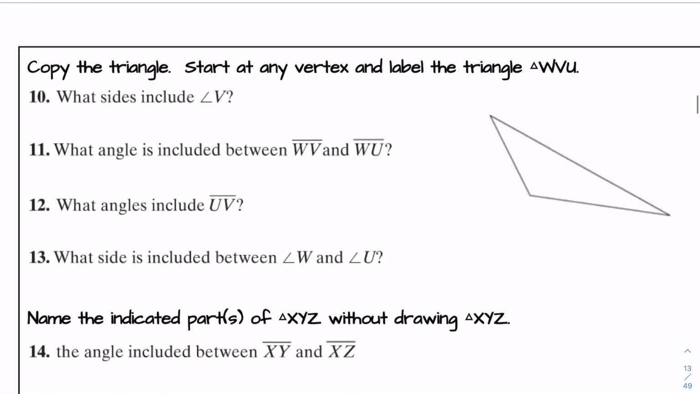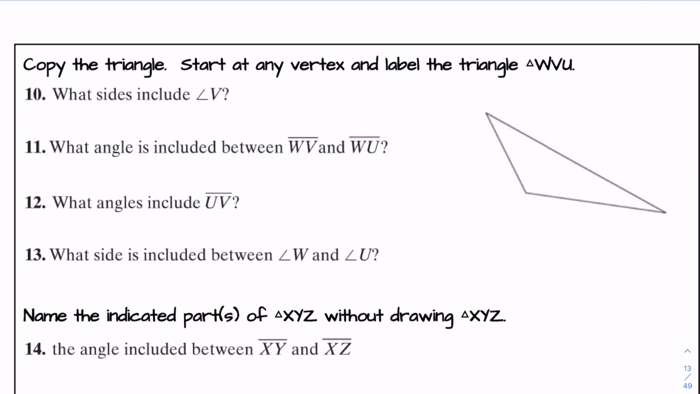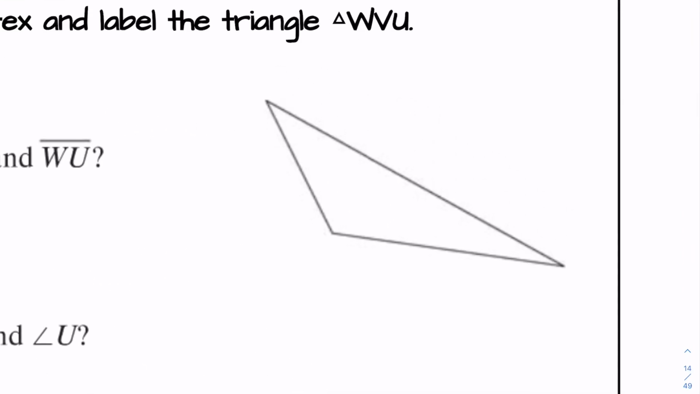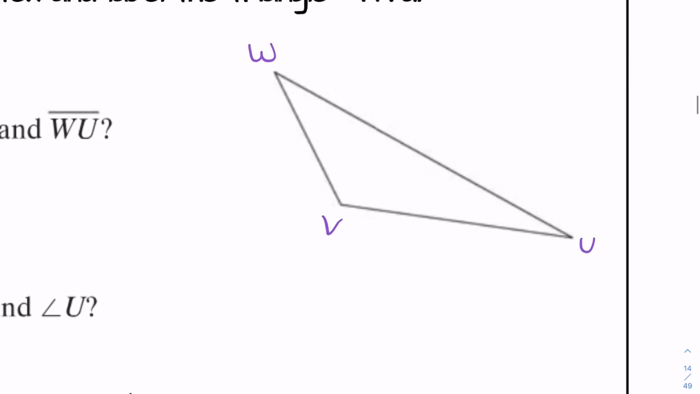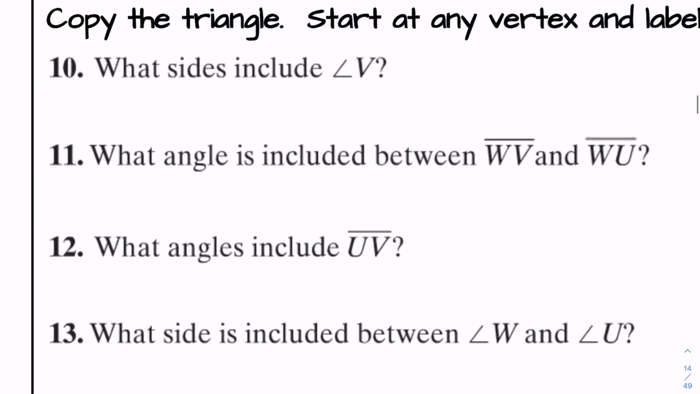Number 10, copy the triangle, start at any vertex, and label. I already copied it for you. I'm just going to label it WVU. It doesn't matter where we put them. What sides include V? Well, angle V is included between sides WV and VU. So the two sides that make up angle V are WV and UV. Of course, the letter V is in both of them.